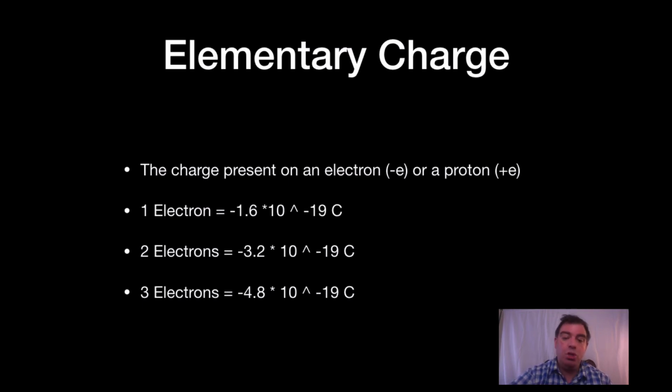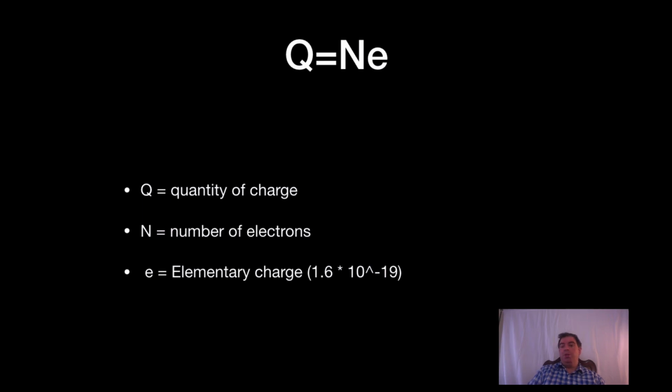You will never have a charge in between those. It's either going to be 1.6, 3.2, or 4.8 times 10 to the negative 19 coulombs. You cannot have a 0.5, let's say, of an electron. The same thing would be with the protons, with the only difference, of course, being that it is positive. So that brings us to the formula: Q equals N times E. Q, of course, is the quantity of charge, N is the number of electrons, and E is the elementary charge of 1.6 times 10 to the negative 19 coulombs, as we have just discussed.